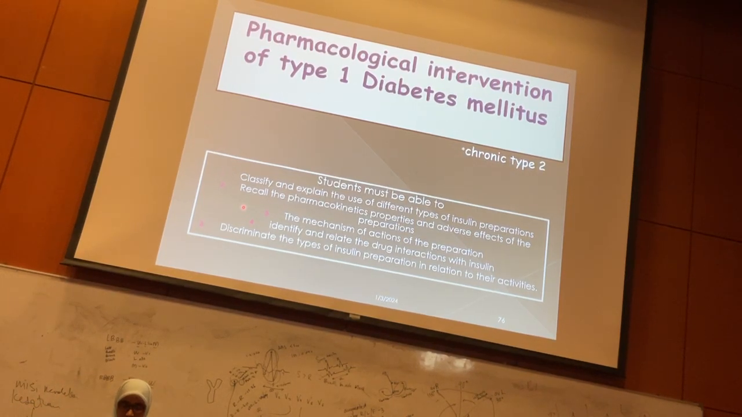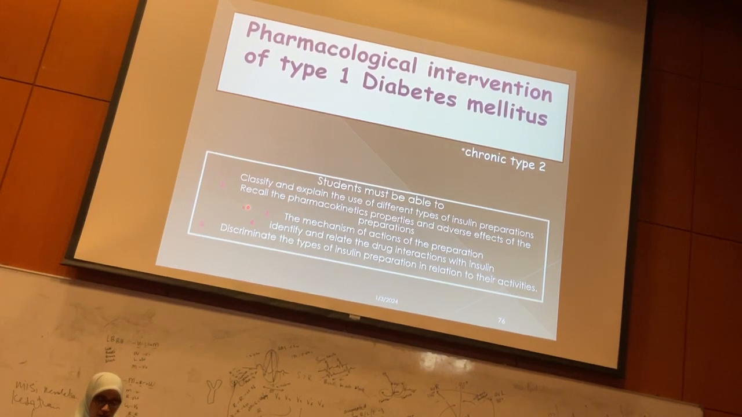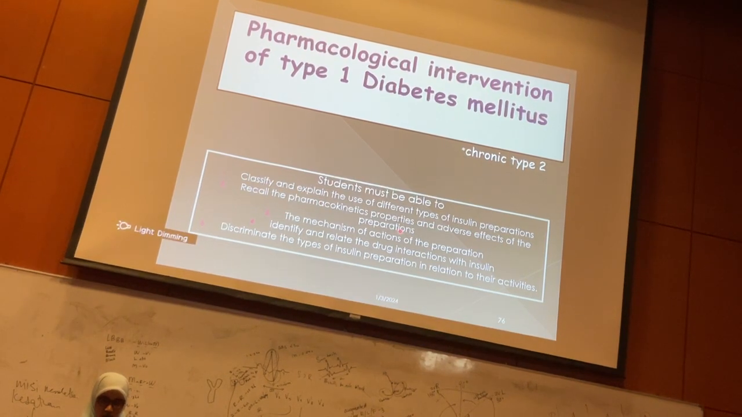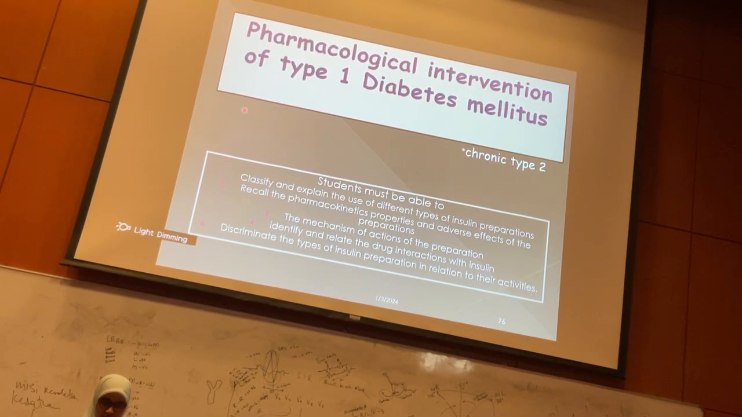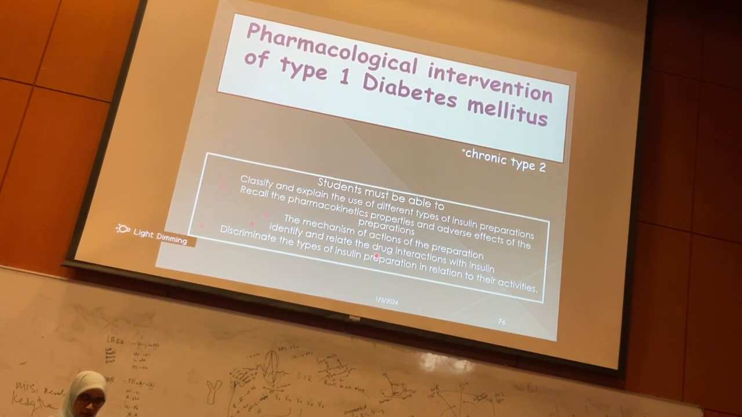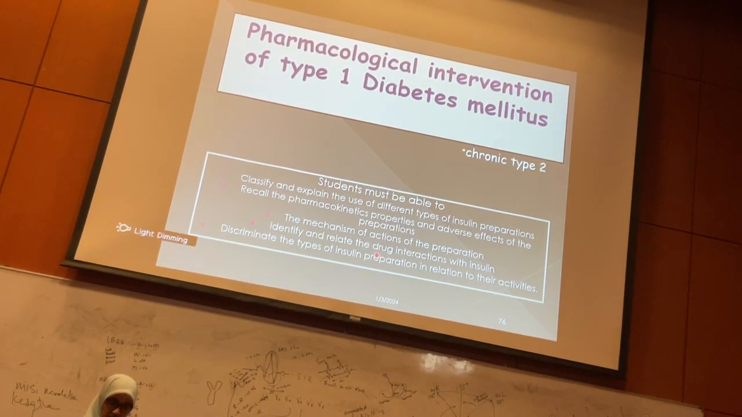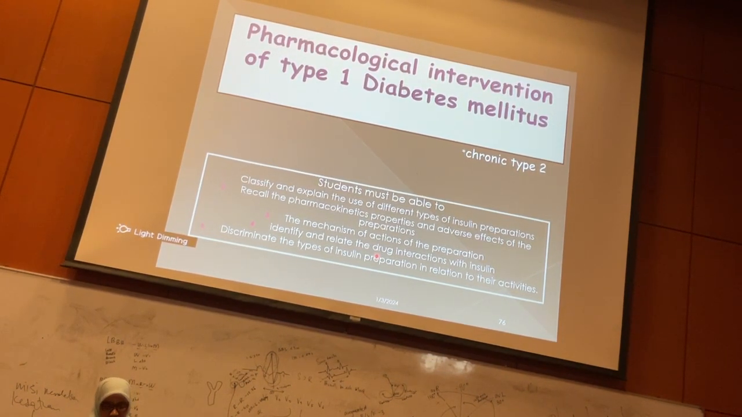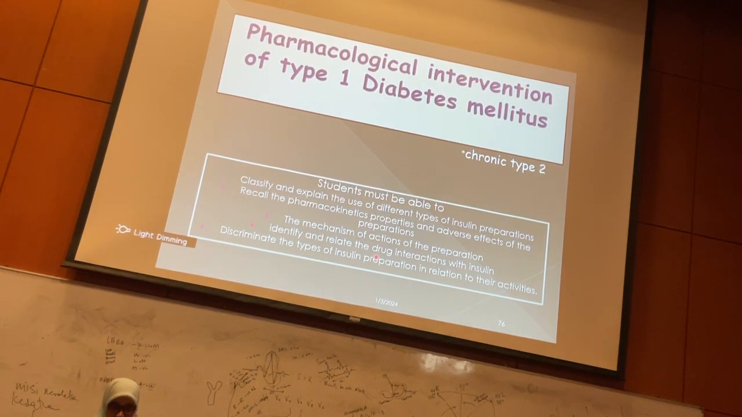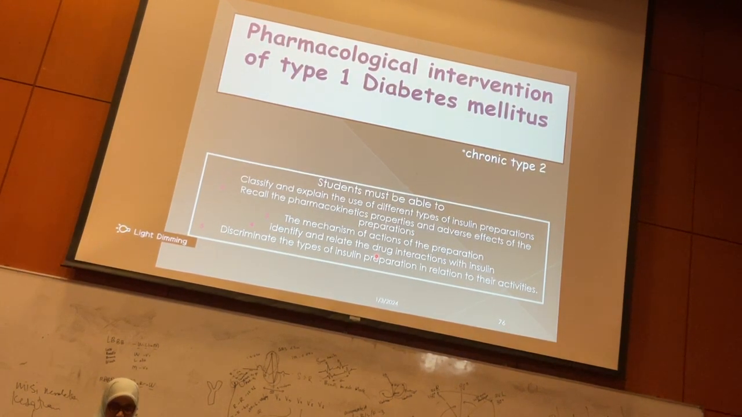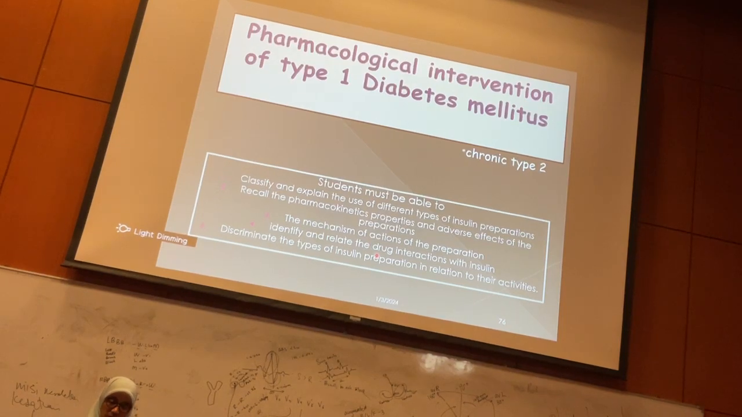So, now, the next one is for diabetes type 1. Okay, and for this one, it's for you to classify and explain the use of different types of insulin preparation. You got to know pharmacokinetic properties, what are the adverse effects for the preparation, mechanisms of action of the preparation, identify and relate drug interaction, discriminate the types of insulin preparation.